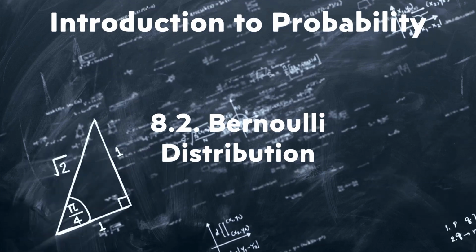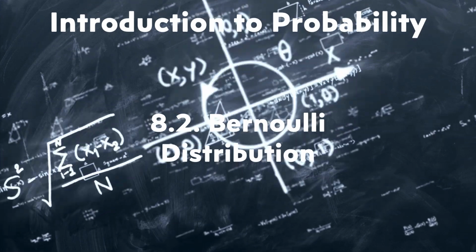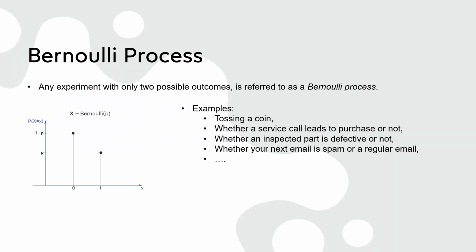Let's jump right into the topic of Bernoulli distribution. A Bernoulli process is a sequence of experiments or trials that each have exactly two possible outcomes. The trials are independent, meaning the outcome of one trial does not affect the others. Each trial can result in a success, usually denoted as 1, or a failure, usually denoted as 0.